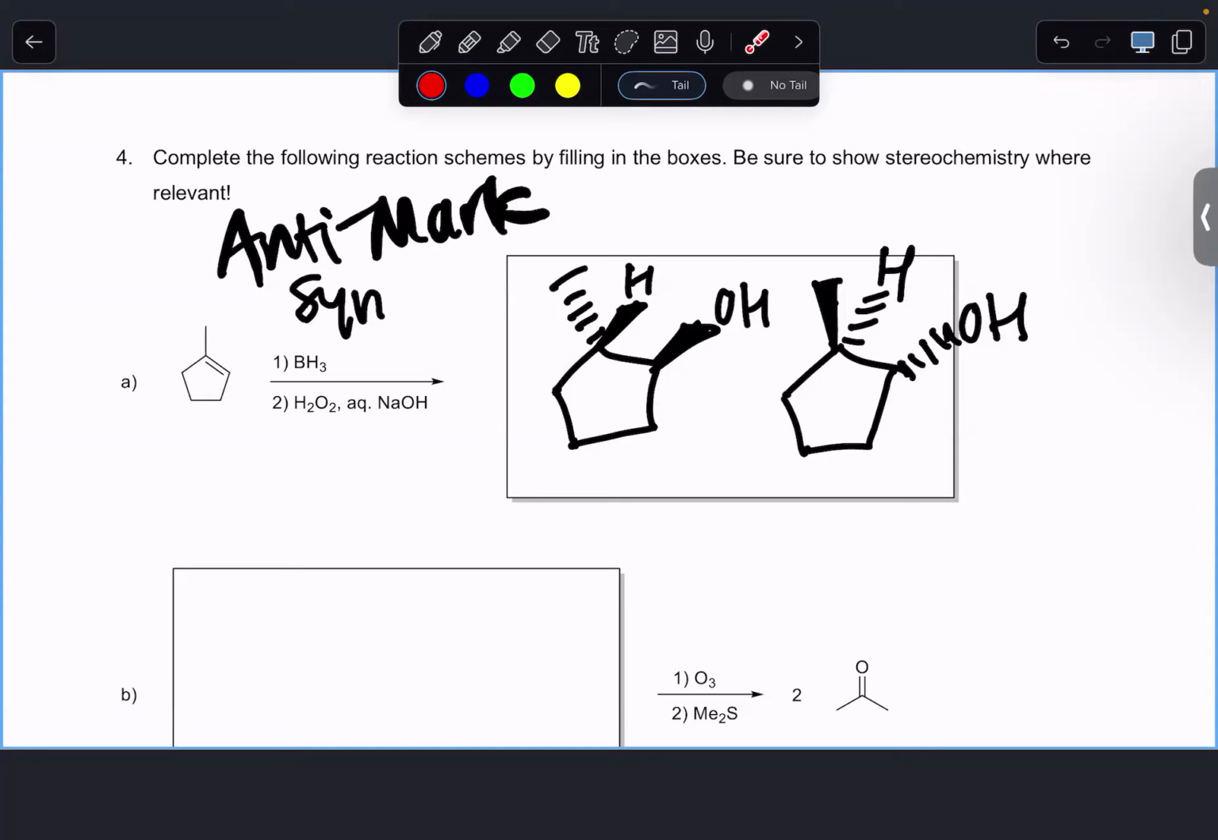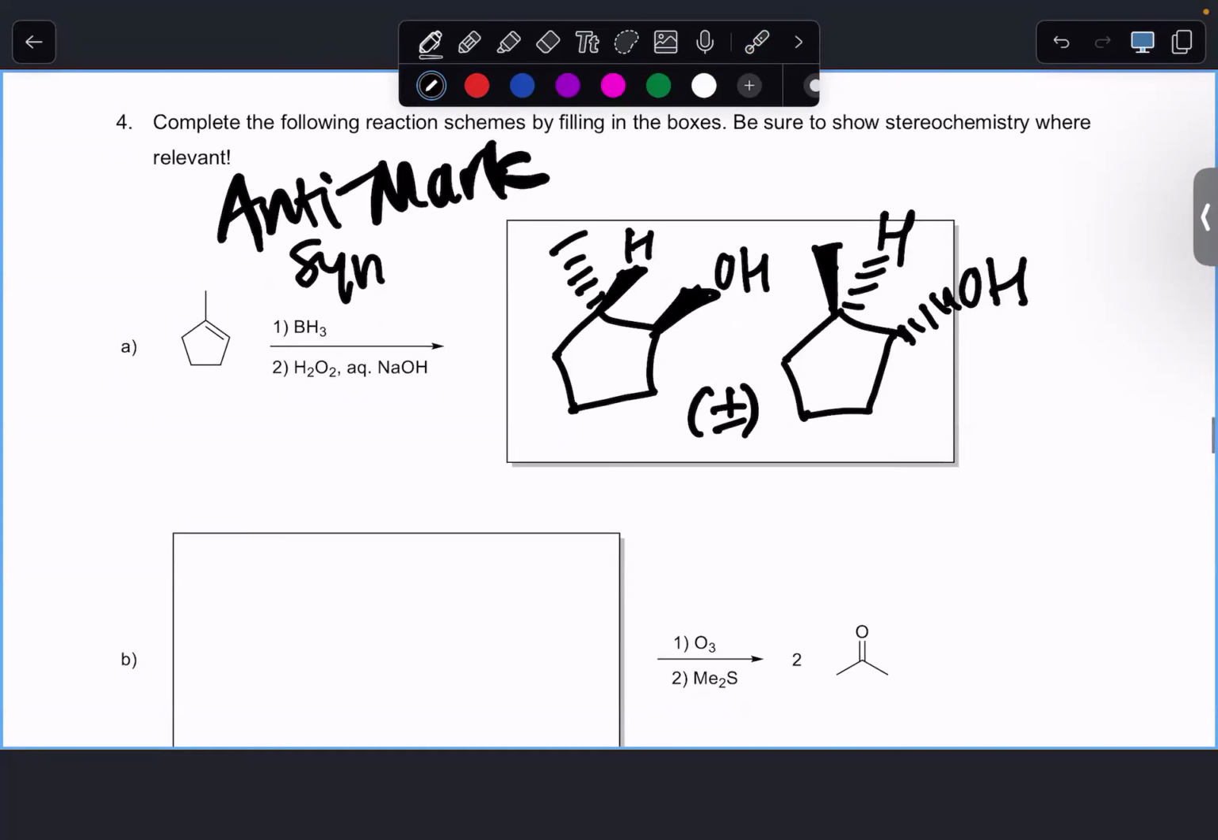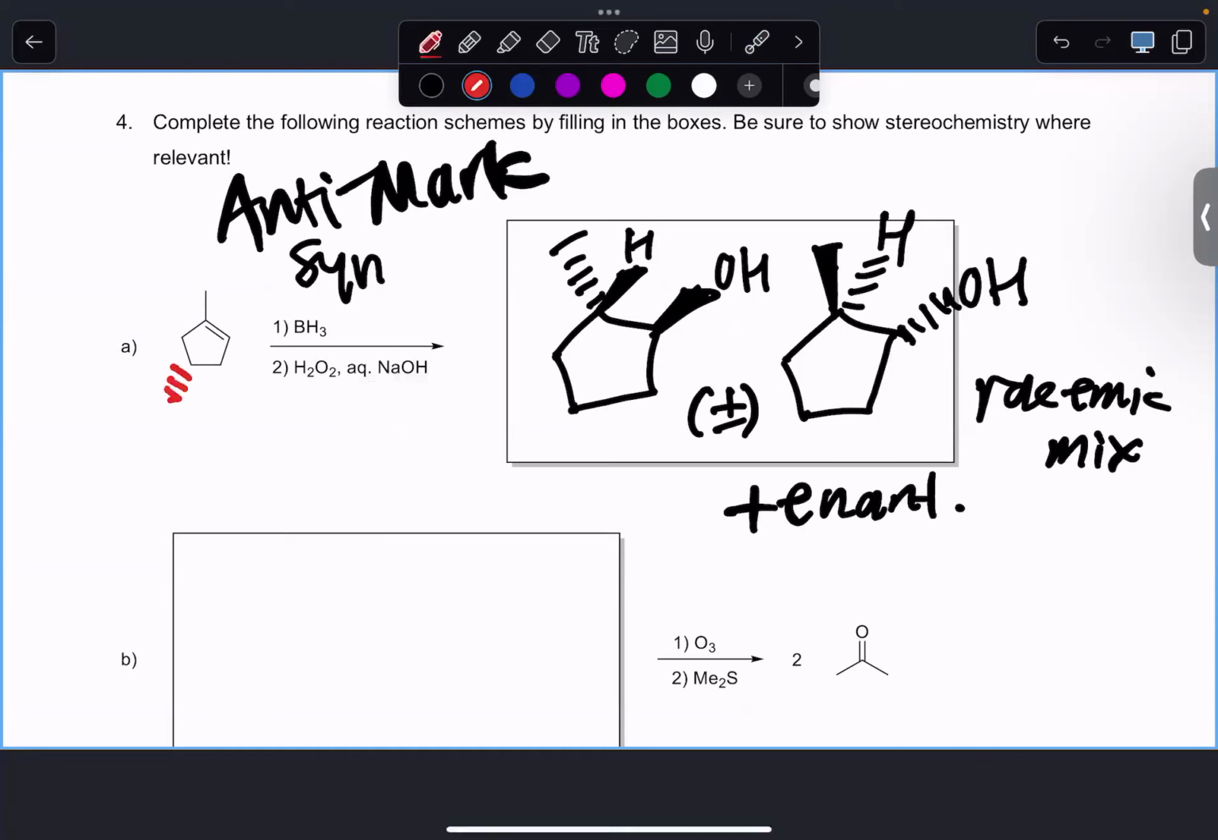Should we draw both, or can you just do plus one? You can do plus minus in this case. Or can we also just draw one of them and say it's racemic? Yeah, you could also say racemic mixture, or you could say plus enantiomer. But if you draw the wrong combination, then these would be diastereomers. I'm backtracking, but if I just drew one, it would be fine. Draw one enantiomer.